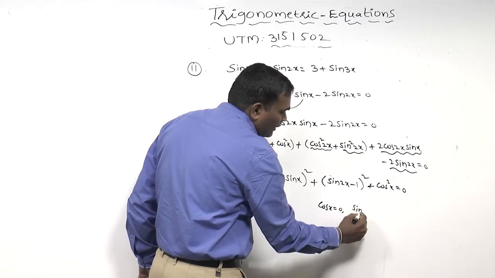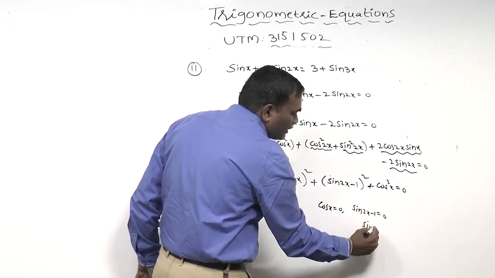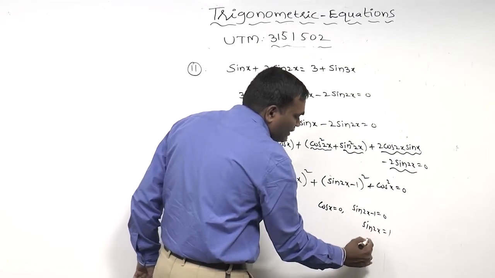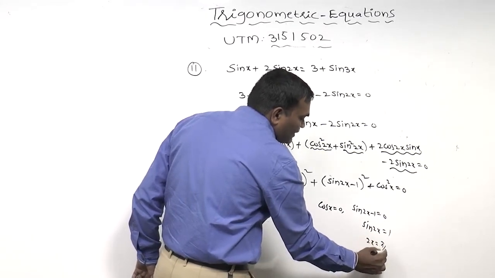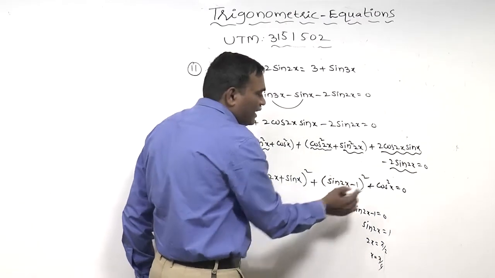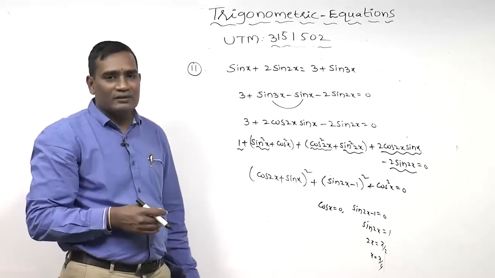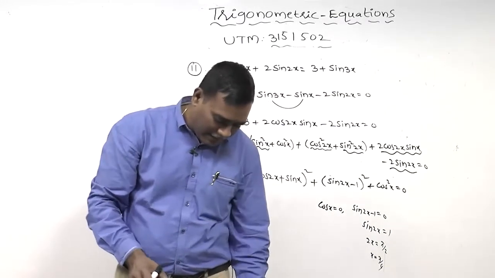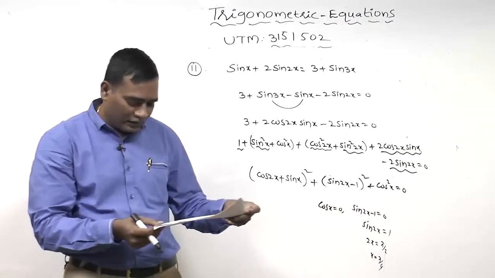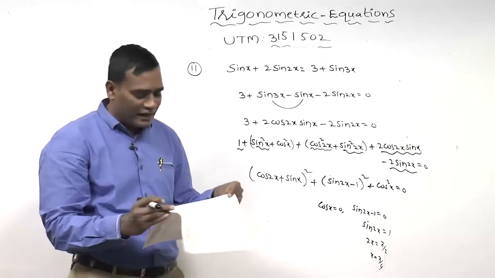Sin 2x minus 1 is equal to 0. So sin 2x is equal to what? 1. So 2x is equal to pi by 2. X is equal to pi by 4. If x is pi by 4, this is 0. But here if x is pi by 4, this is not equal to 0. No? That's why answer is no solution. Okay. So answer is no solution in any quadrant. That is not there in any quadrant.